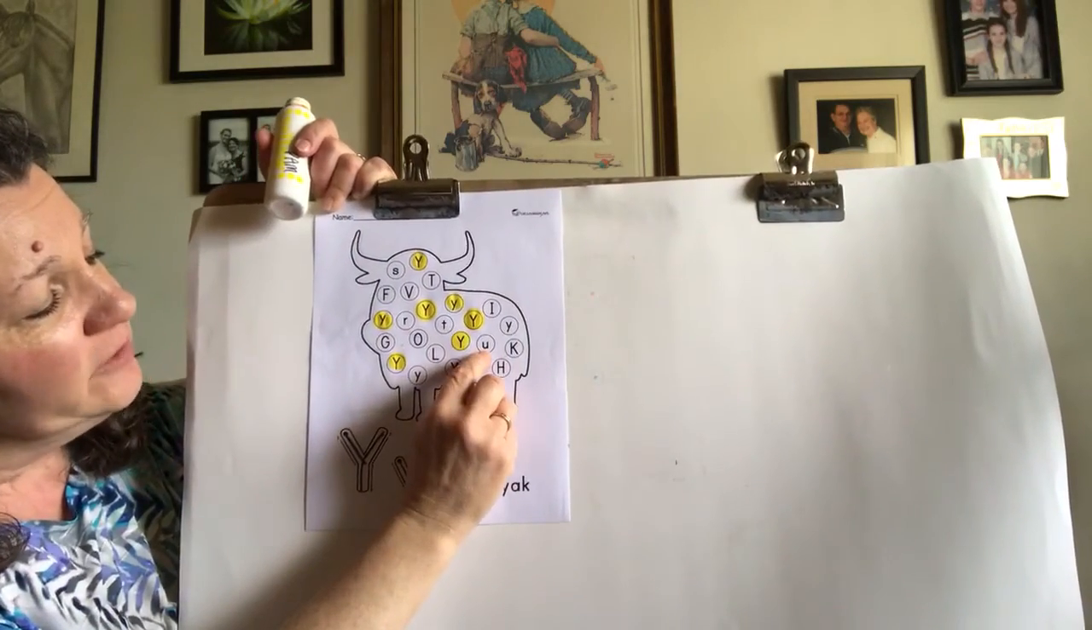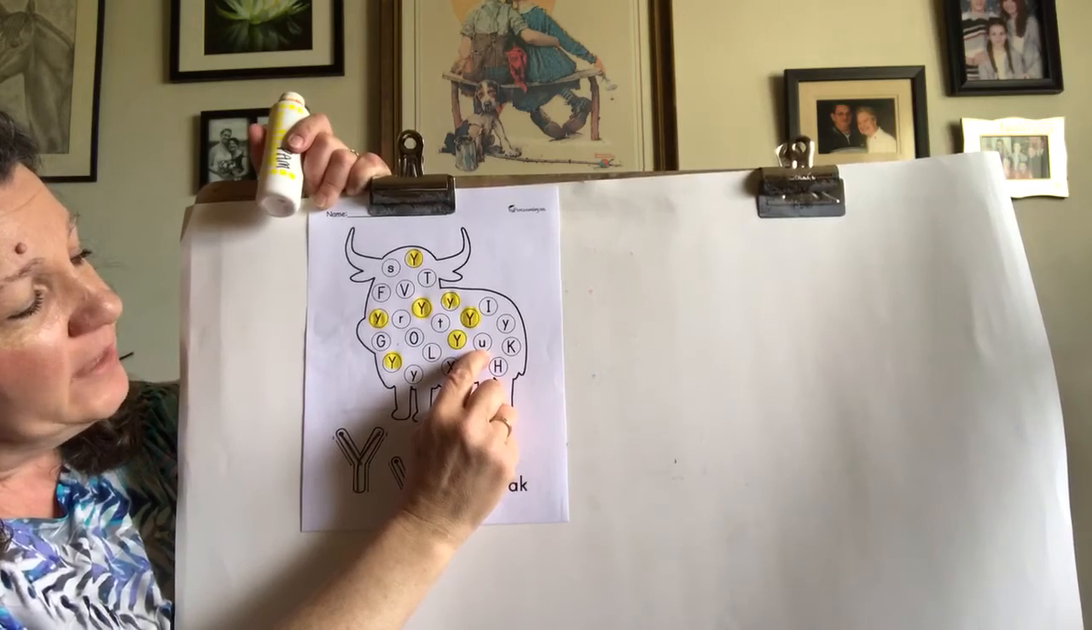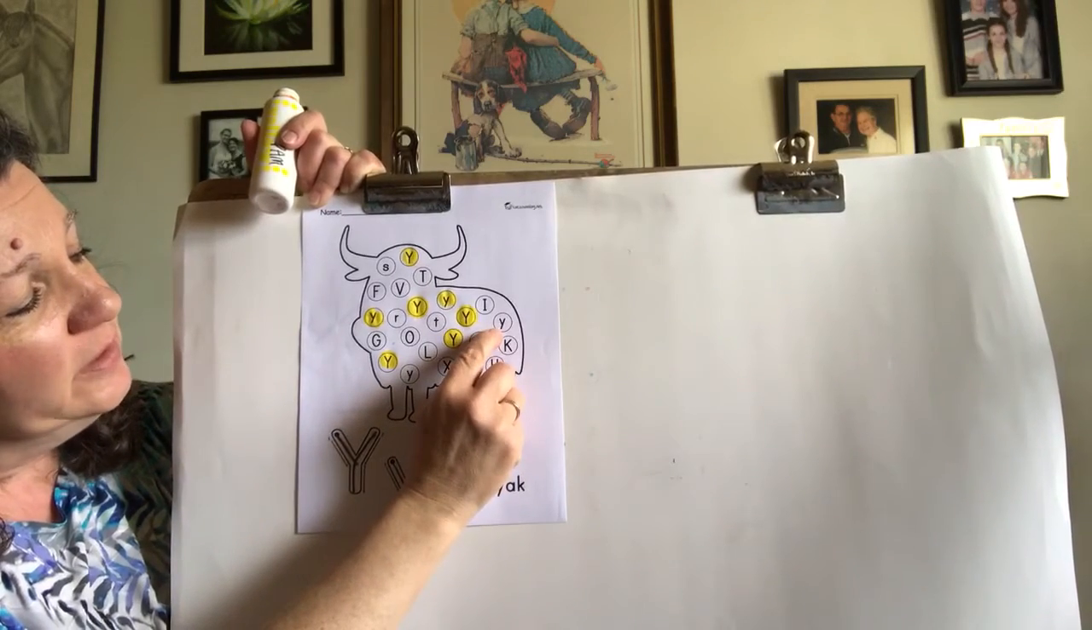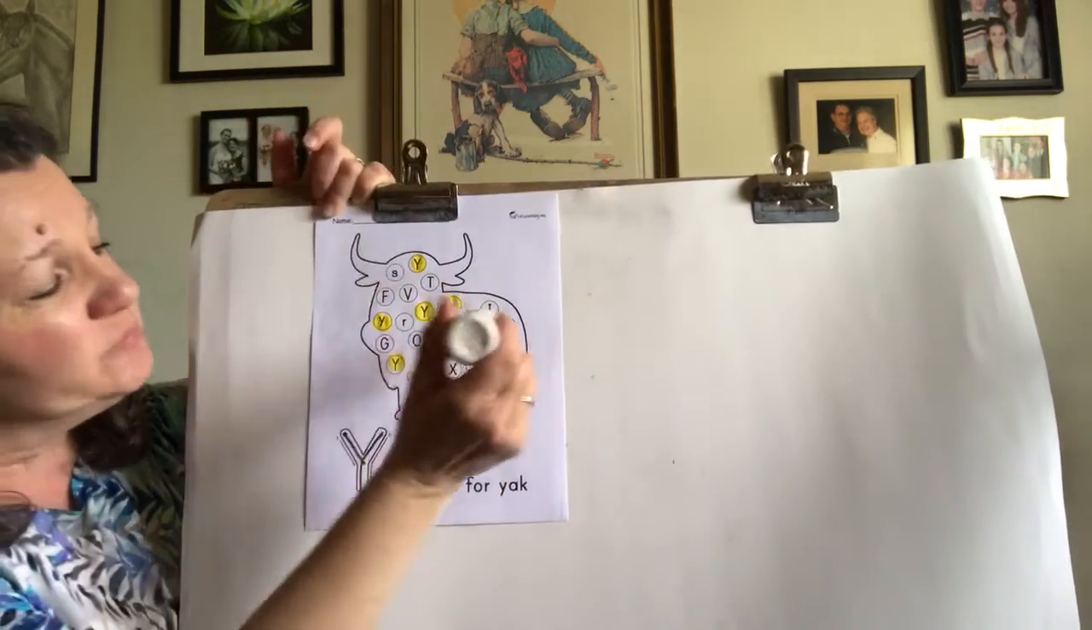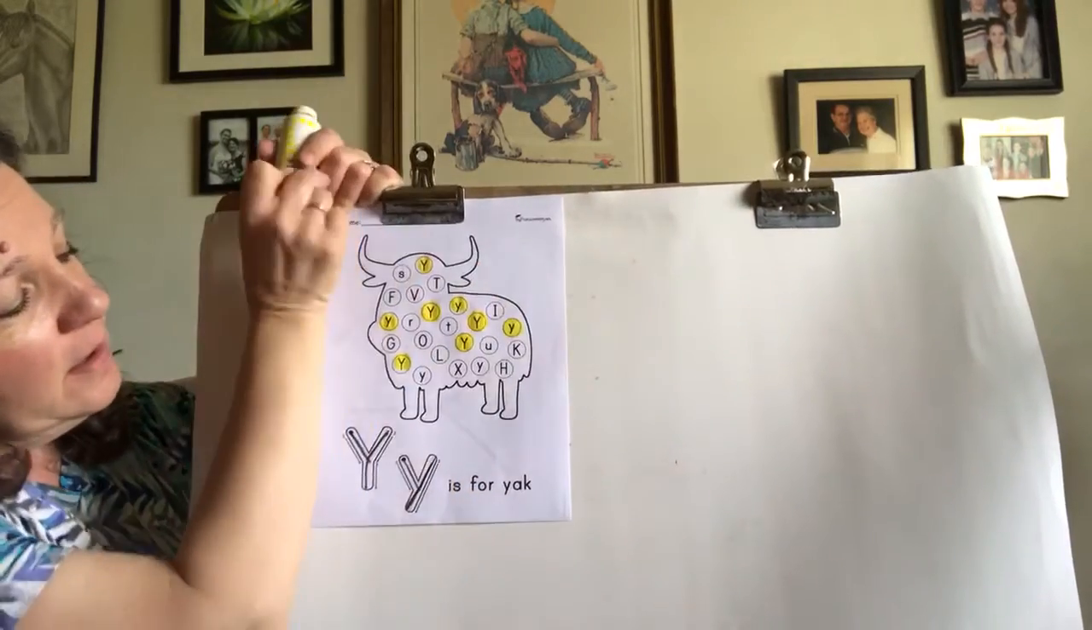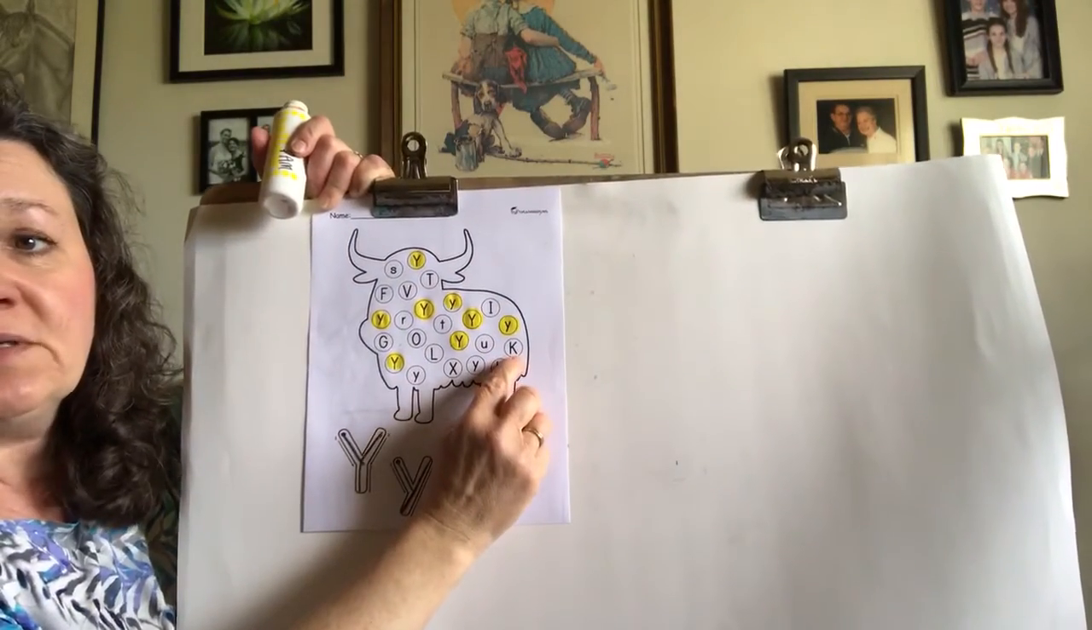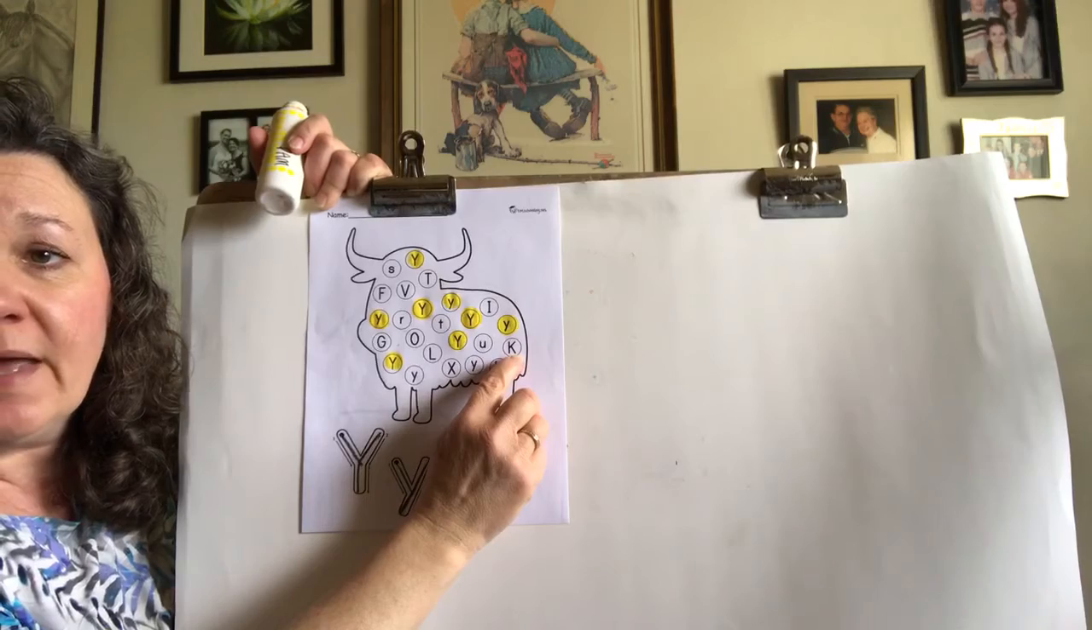Okay, what about this letter? You know what that letter is? That's a U. And what is this one? There's a lowercase y. Let's mark a spot. And how about this letter? You know what that letter is? That's a K. Should we mark the K?